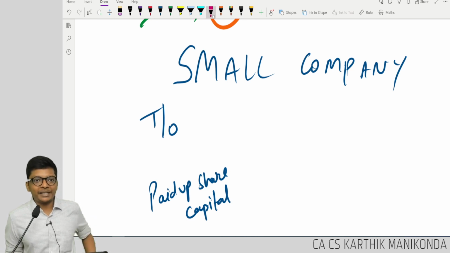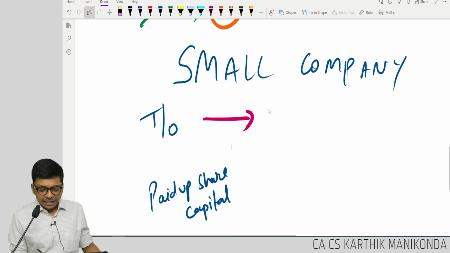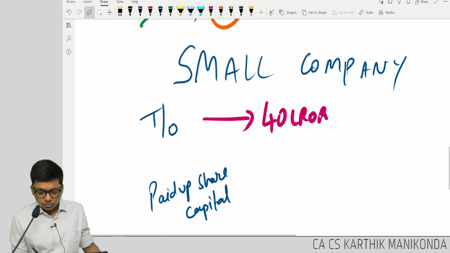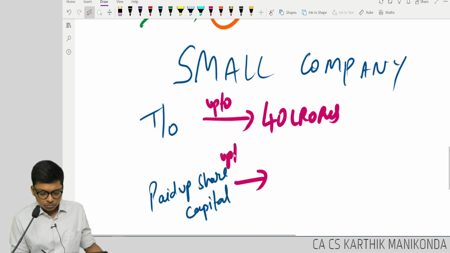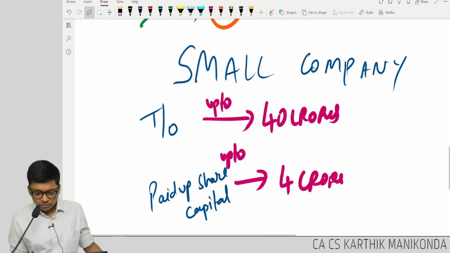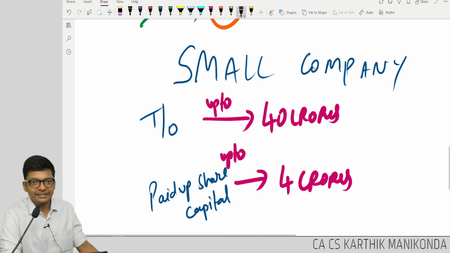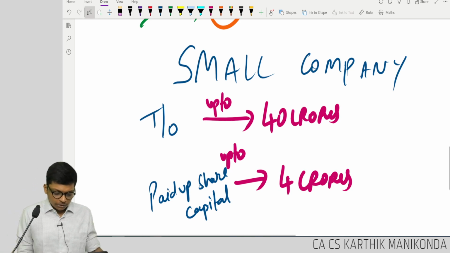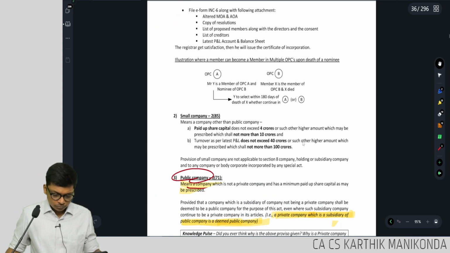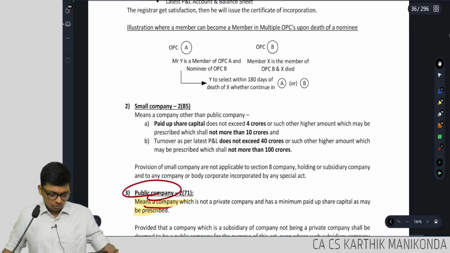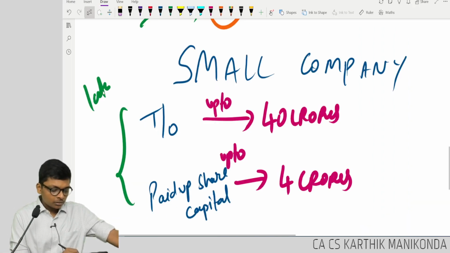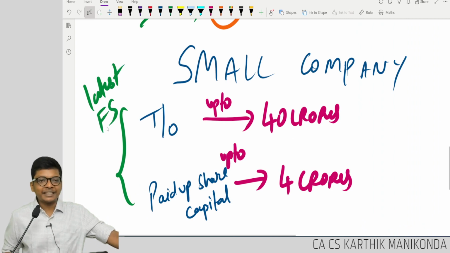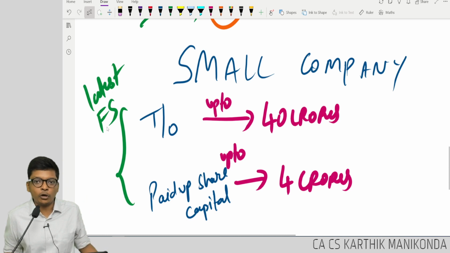A company is a small company if its turnover is up to 40 crores. Are you following? And paid up share capital is up to 4 crores. You have to remember this limit. Are you following, guys? That's what we'll have. Okay. Then this is which data? As per latest financial statements. Latest financial statements. Are you following?